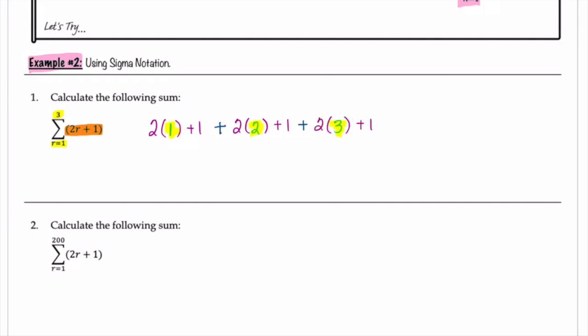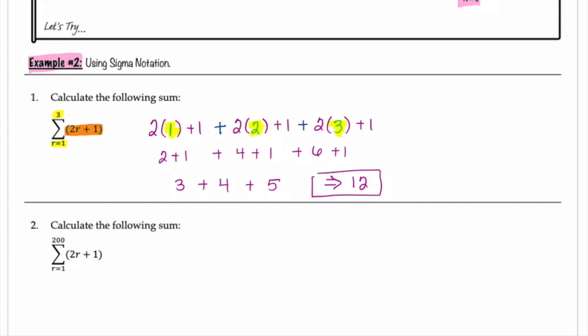Okay, so we start off with our rule, 2r plus 1. We're substituting r to be 1, our first term, r to be 2, our second term, and r to be 3, our last term. At this point, let's just do our calculations and get the sum of these 3 terms. So the sum of these 3 terms is equal to 12. Or using sigma notation, we ended up with the sum of 12.